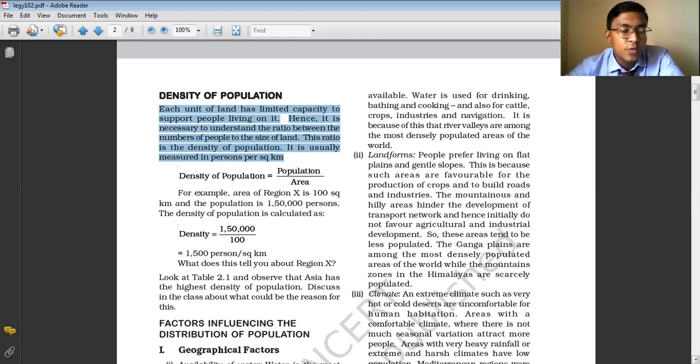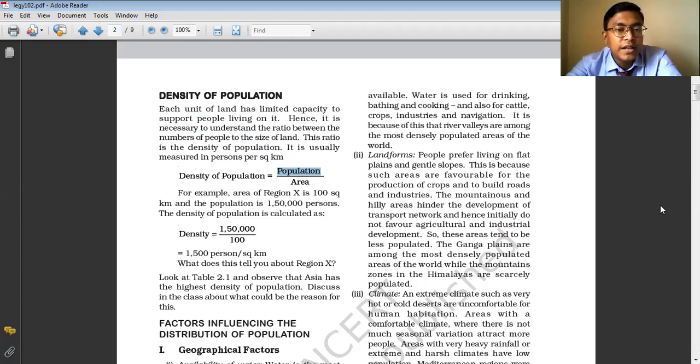In 1 square kilometer area, the average number of people living in a particular geographical area is known as the population density. Mainly we use the formula: density of population is equal to population divided by total area. To find out the population density of any particular area, this formula will be used.